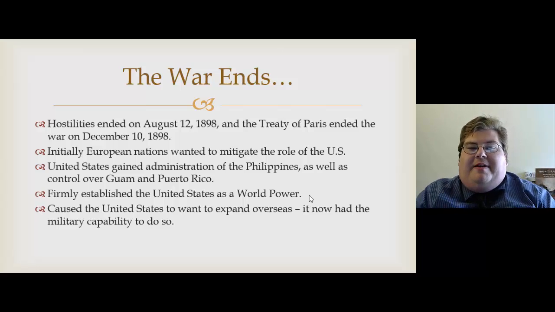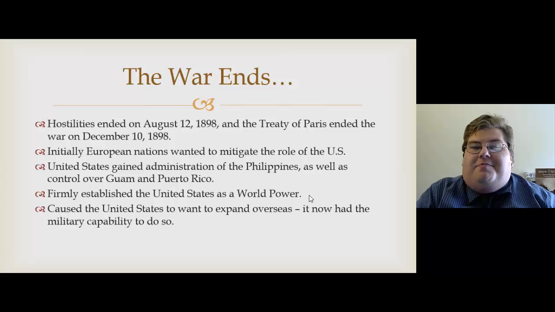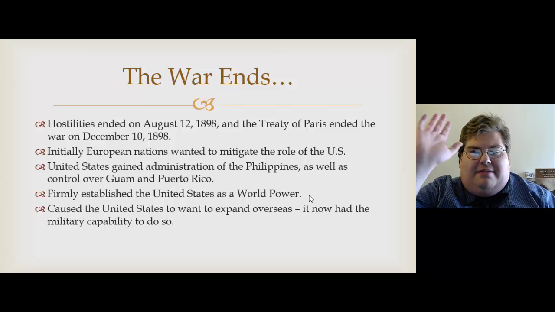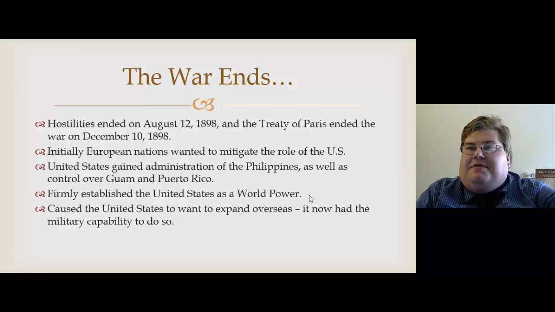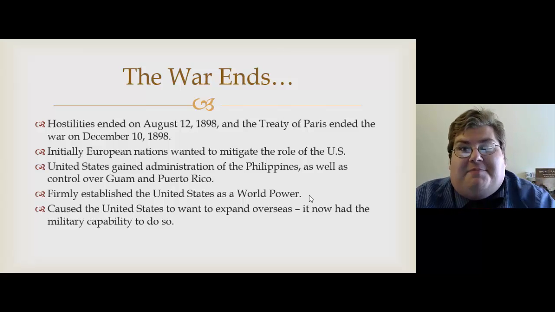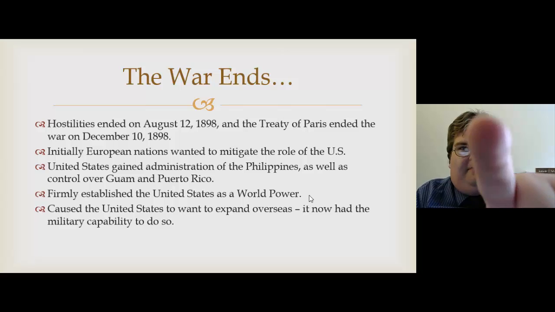What we're going to see is European nations that were there on behalf of Spain wanted to say, look, it's America. We can't count this as a win. Spain should be given everything back. We've got that special relationship.